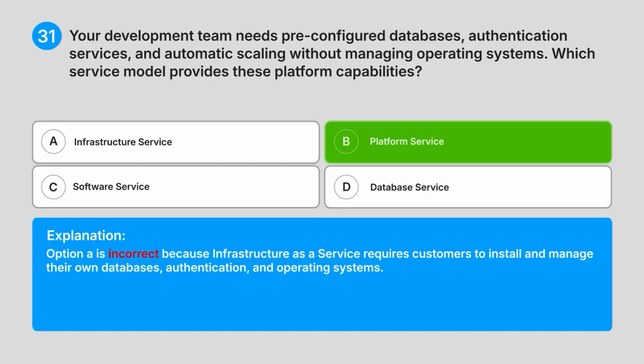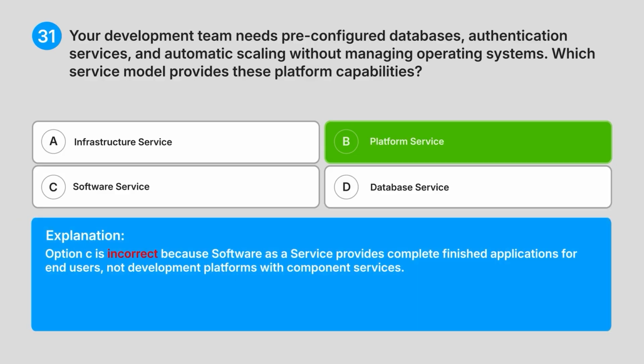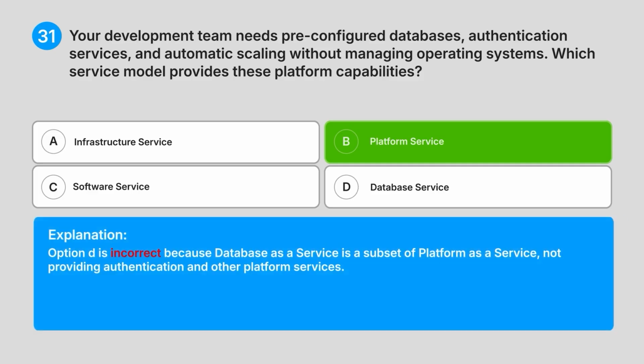Option A is incorrect because infrastructure as a service requires customers to install and manage their own databases, authentication, and operating systems. Option C is incorrect because software as a service provides complete finished applications for end users, not development platforms with component services. Option D is incorrect because database as a service is a subset of platform as a service, not providing authentication and other platform services.